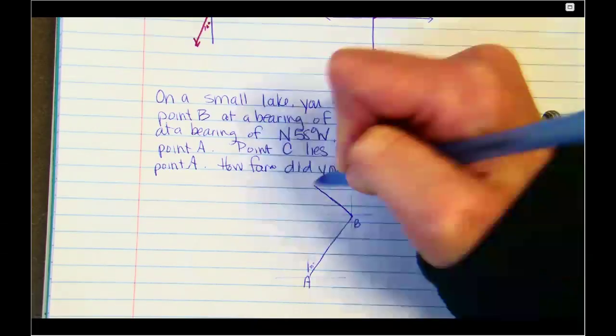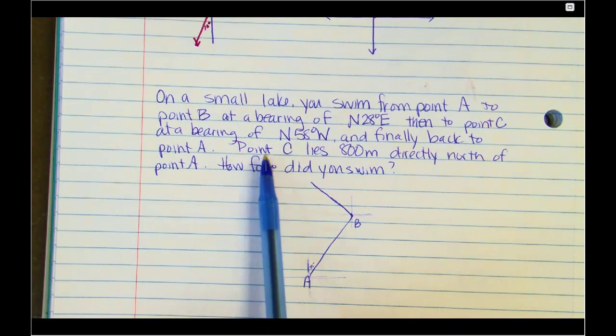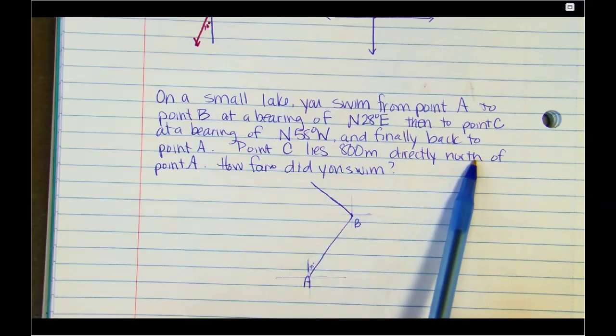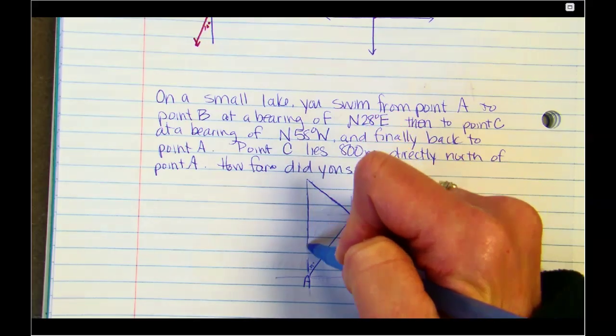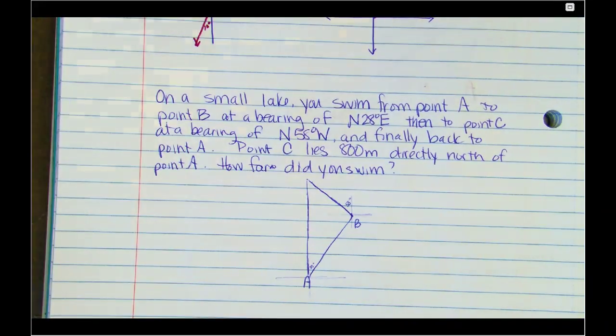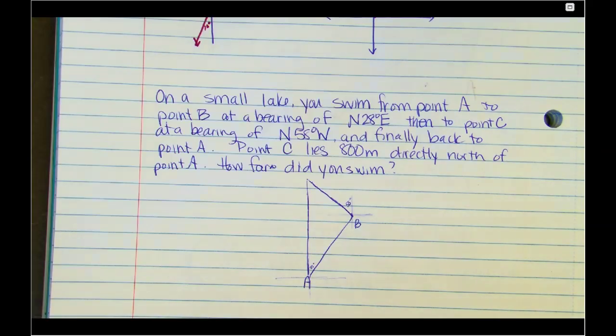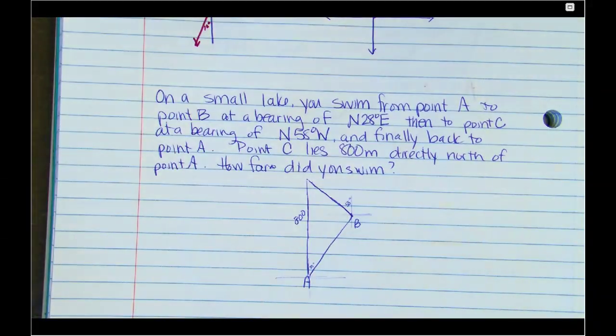It's a triangle. So it does say point C is 800 meters directly north of point A. So that means we're going to come down here. This was 58 degrees this way. Point C lies 800 meters directly north of point A. This is 800. Got to figure out how far did we swim.